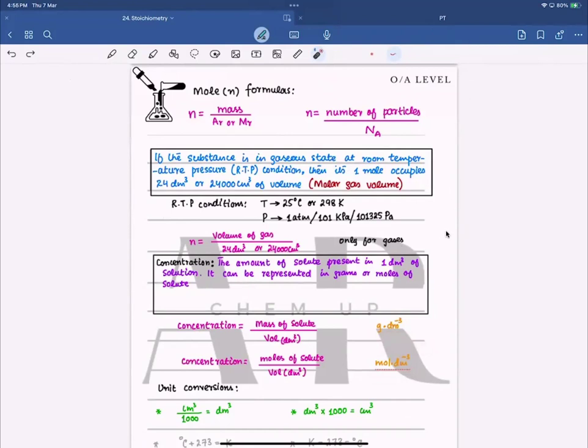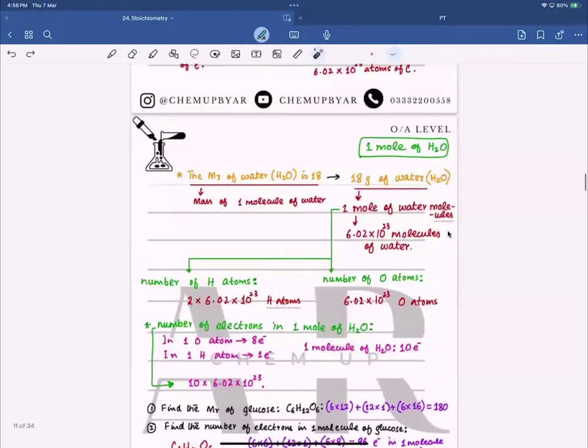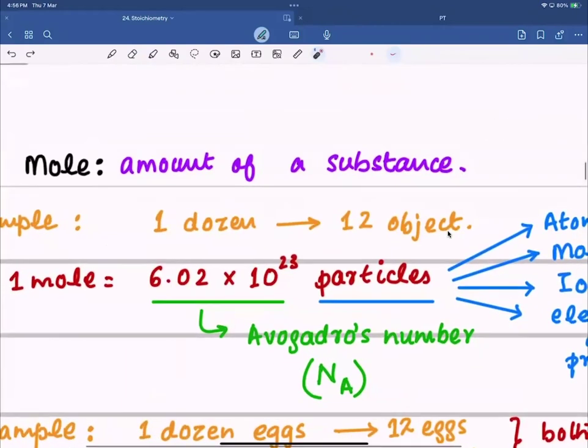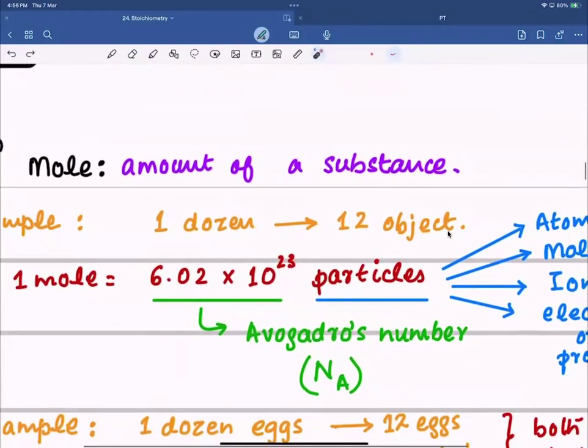Sir, are hydrated compounds and aqueous solutions the same? No, hydrated compounds are solids which have water of crystallization in them. Just review the start of the reversible reactions. I have discussed it over there, anhydrous and hydrated. Okay, sir. And sir, what is Na? Na is Avogadro's number. See over here, we have mentioned it means 6.02 exponent 23.